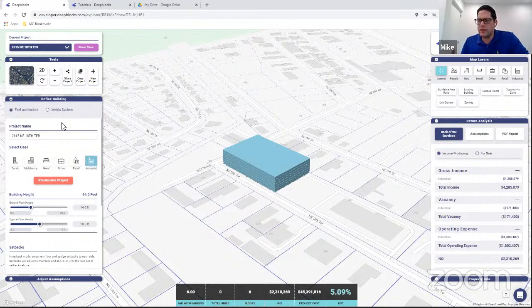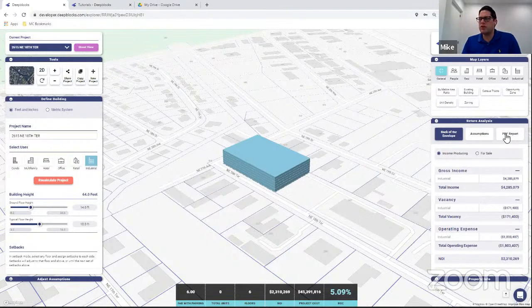Now we're in the Explorer interface, and here's where we start to work and do those feasibility studies. And you can also do various iterations. I like to always note that with Deepblocks, if there's multiple users, multiple licenses, you can share projects back and forth amongst your colleagues, and they can work on it, send it back to you. If you're working within your license, you could always copy a project and do different iterations of this project. And at the very end, you can export these projects out to a PDF report.